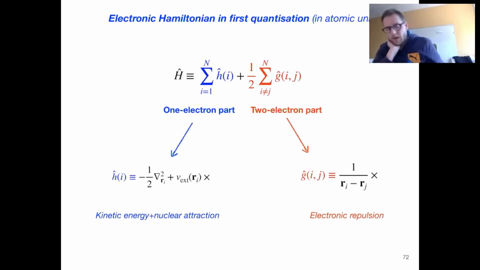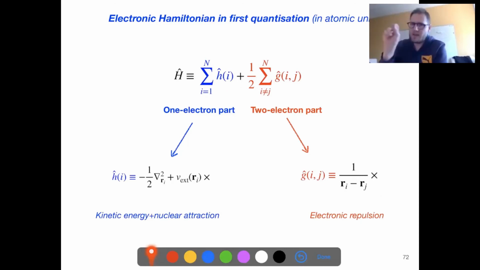In the electronic Hamiltonian, you have two contributions. What we call the one-electron part, because each electron individually has its own kinetic energy and an interaction with the nuclei, okay? And you sum up all this. So this is the one-electron part. And of course, you have the complicated two-electron part, which contains the two-electron repulsion.